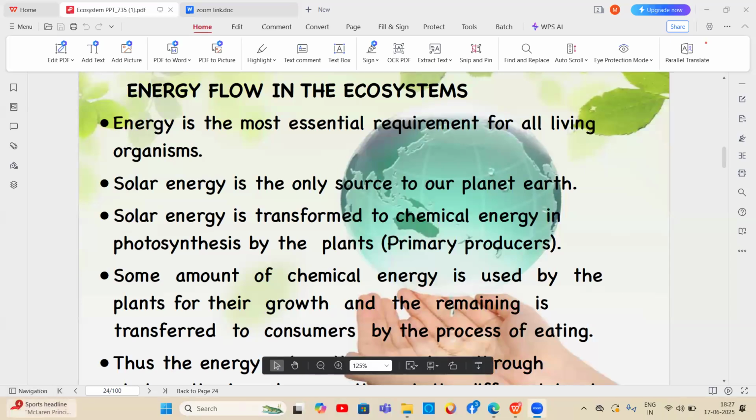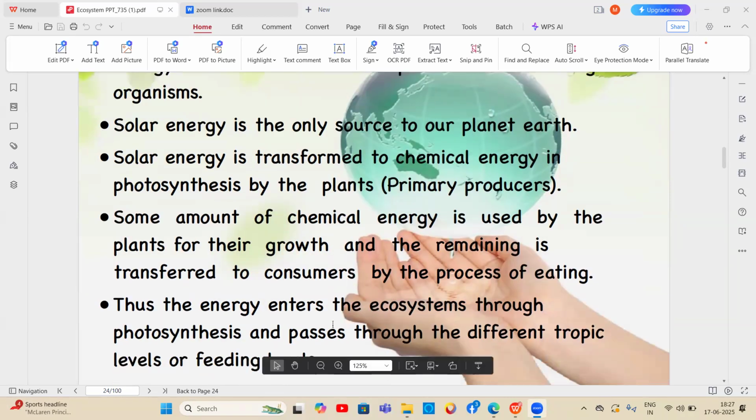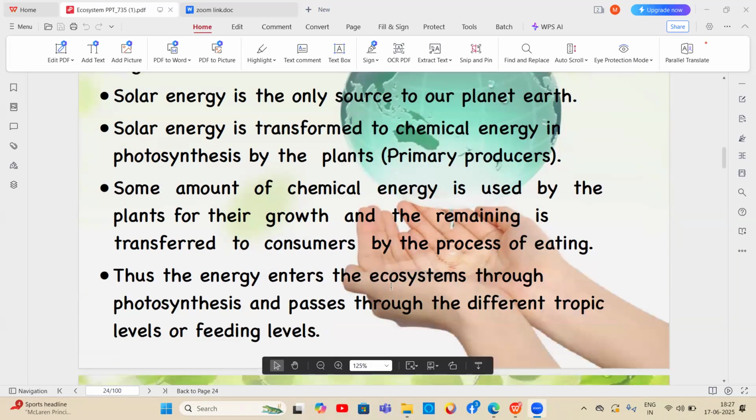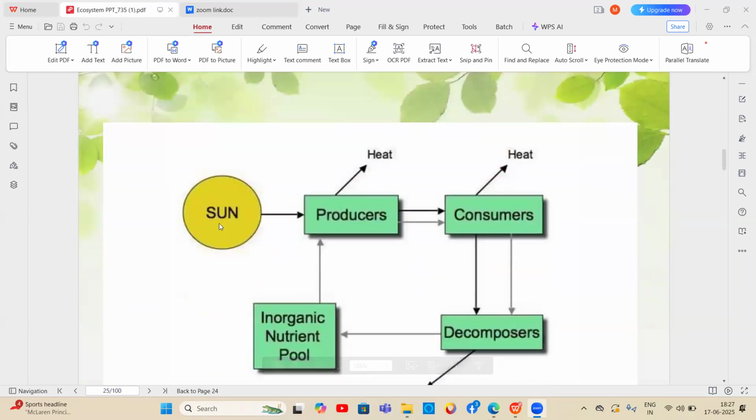Solar energy is converted into chemical energy by the plants. Some amount of this energy is also used by the producers, and the remaining they transfer to the consumers by the process of eating. So here energy enters the ecosystem through the process of photosynthesis, and passes through the different trophic levels or feeding levels. The main source is the sun.